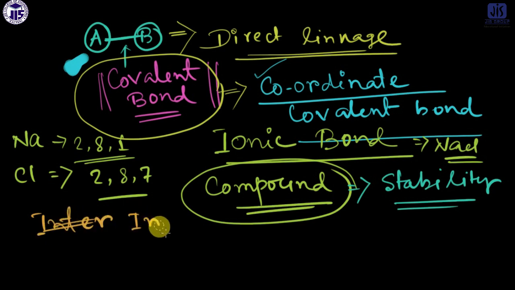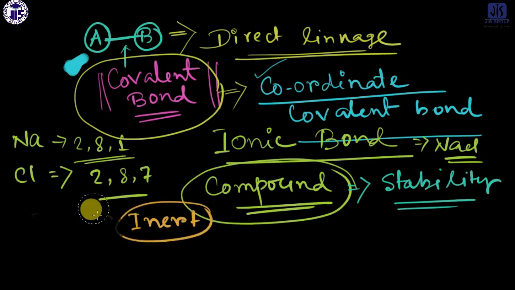If you think about the inert gas, the electronic configuration of the inert gas is the most stable configuration, isn't it? So each and every atom has a tendency to get the inert gas configuration. Now, if you think about the inert gas configuration, what happens? Like sodium, sodium also has a tendency to get the inert gas configuration.